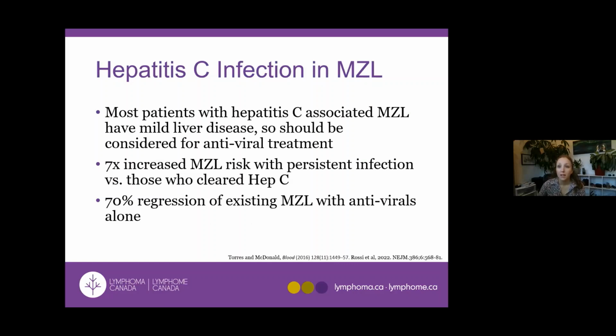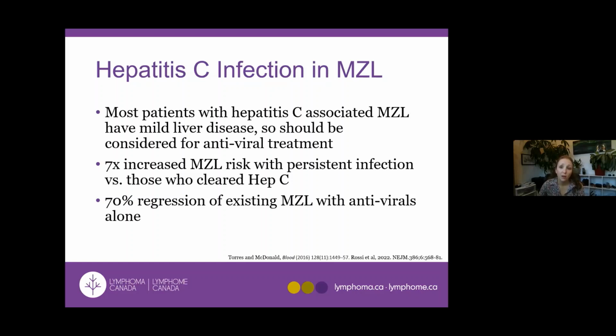So when we talk about hepatitis C, this is the most common infection that we'll see frequently in splenic marginal zone lymphoma. Because we have highly effective, well-tolerated therapy for hepatitis C now, as of, I think, the past 5 to 10 years, this should be strongly considered anyway in anyone who has a chronic hepatitis C infection. A lot of them will have mild liver disease, so there's an indication anyway for clearance. We know that in people who have a persistent infection that's not cleared, they have a 7 times increased risk of developing marginal zone lymphoma.